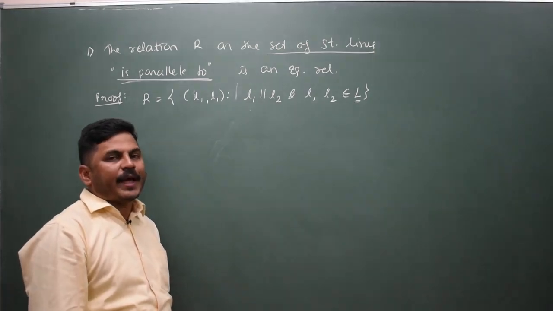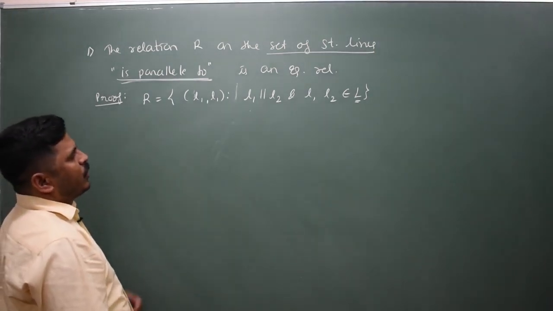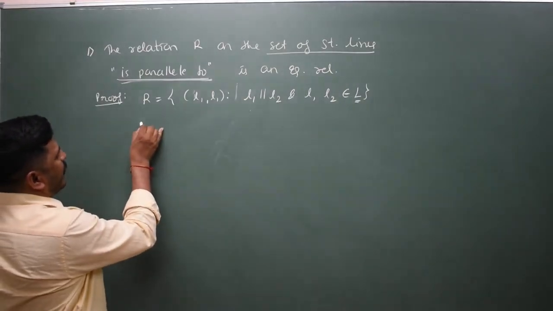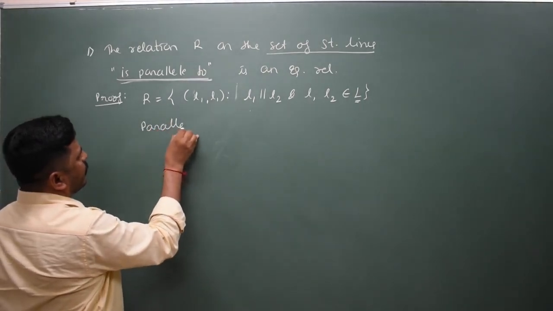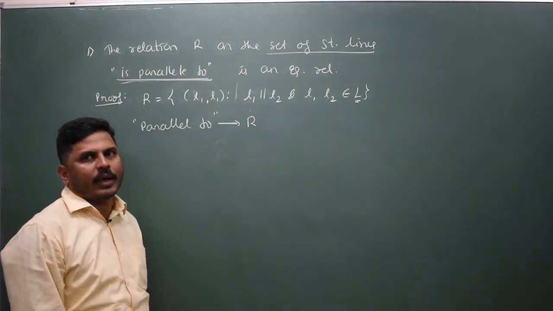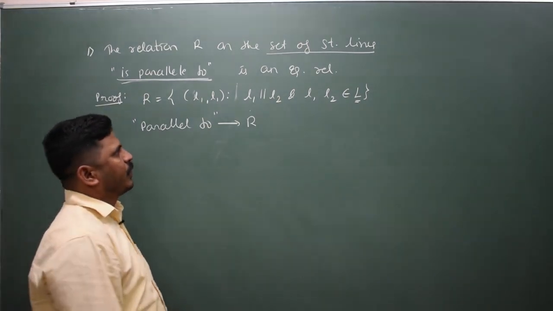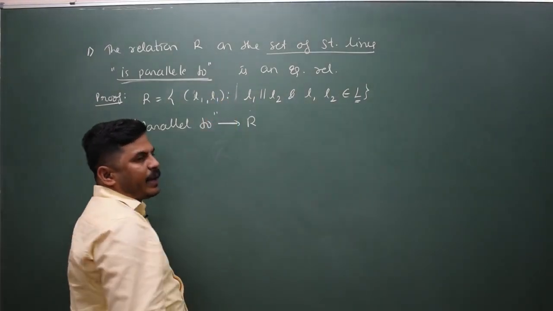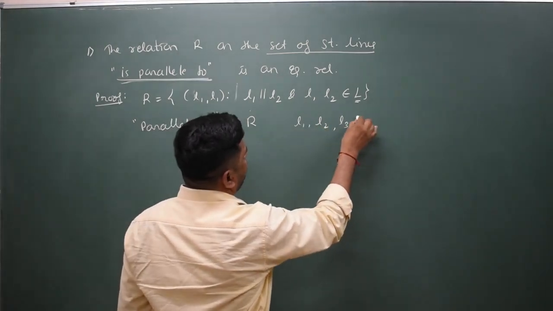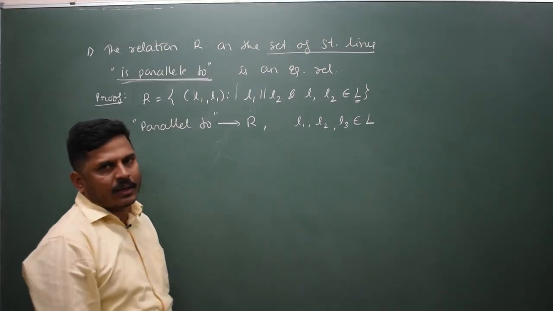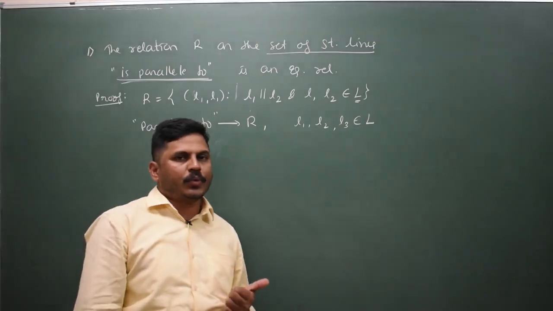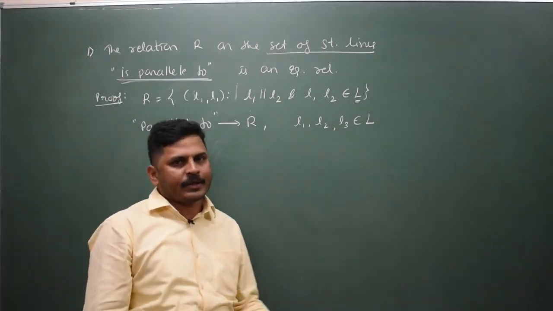Now I need to prove that it is an equivalence relation. I will represent is parallel to by R, and the elements I took as L1 and L2. L1, L2, and if needed L3, are three elements belonging to set L, the set of straight lines. Now equivalence relation means what? It should be reflexive, symmetric and transitive.